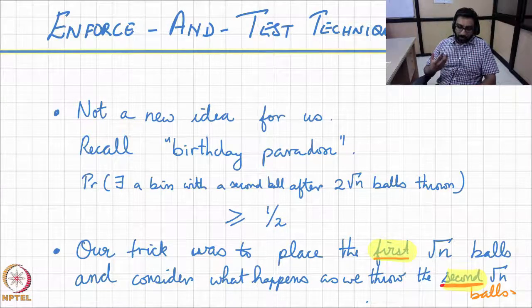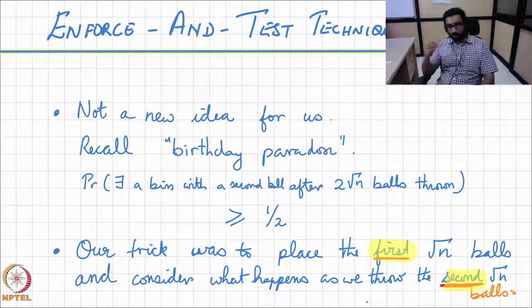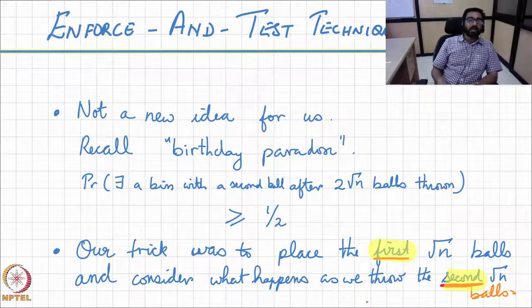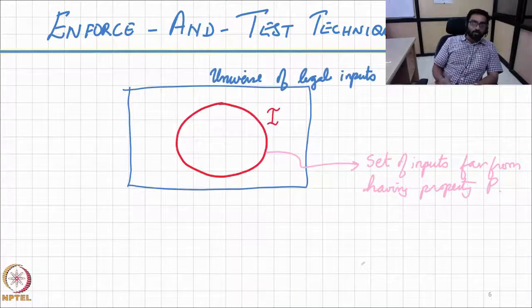If you just think about it, the first square root of n balls just enforce a certain structure, and the second square root of n balls exploit that structure. And this is the general paradigm of this enforce and test technique. But we need to be a bit careful about this. So let's think through this carefully.